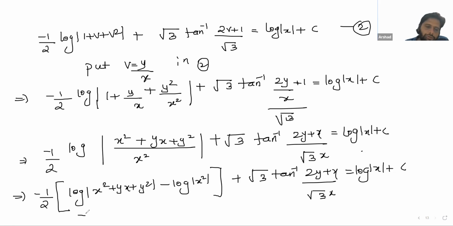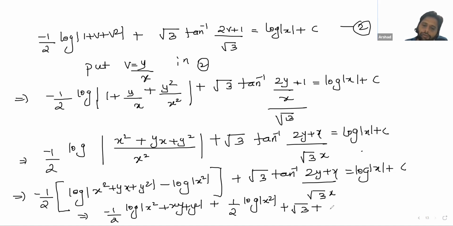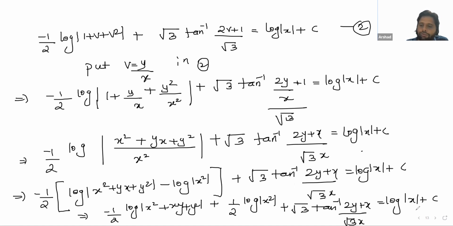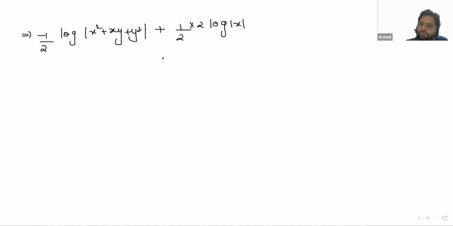Okay, open this bracket. So you will get minus 1 by 2 log modulus x square plus xy plus y square, and plus 1 by 2 log mod x square plus root 3 tan inverse 2y plus x by root 3x is equal to log mod x plus c plus c. Okay. Now, minus 1 by 2 log this term, x square plus xy plus y square. And here you have this x square, so we can write it like this: 1 by 2, this 2 can be written here, and here we have log mod x. Okay, by using this property, log x to the power n is equal to n log x.